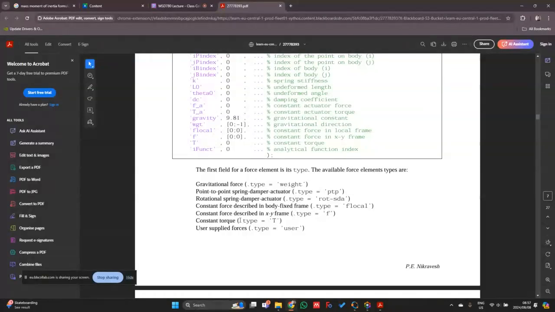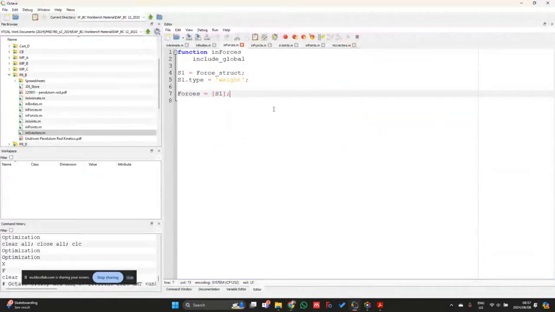We can also specify a constant torque T, and any user supplied forces can then be given as this user over here. And then we have to also create a user force.m file, but we'll look at that in a later application example. Okay, but in our case, this is satisfactory, so we can just specify our force as a weight, and then once again, we just place this in a list at the end. So forces equal to S1.